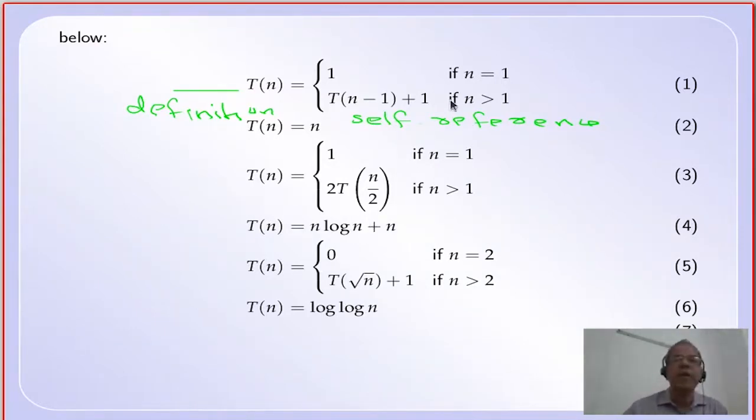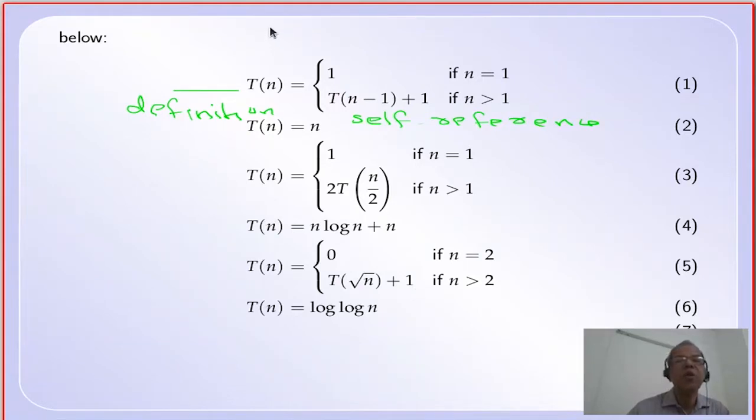However, we should note that the recurrence relation in this form does not give us an idea of how long the algorithm will take. T of n is equal to T of n minus 1 plus 1 does not give us an idea whether the running time is constant or linear or quadratic or exponential. Similarly, T of n is equal to 2 times T of n by 2, or T of n is equal to T of square root of n plus 1. In this form, we do not get an idea of how long the algorithm will take to run to completion.